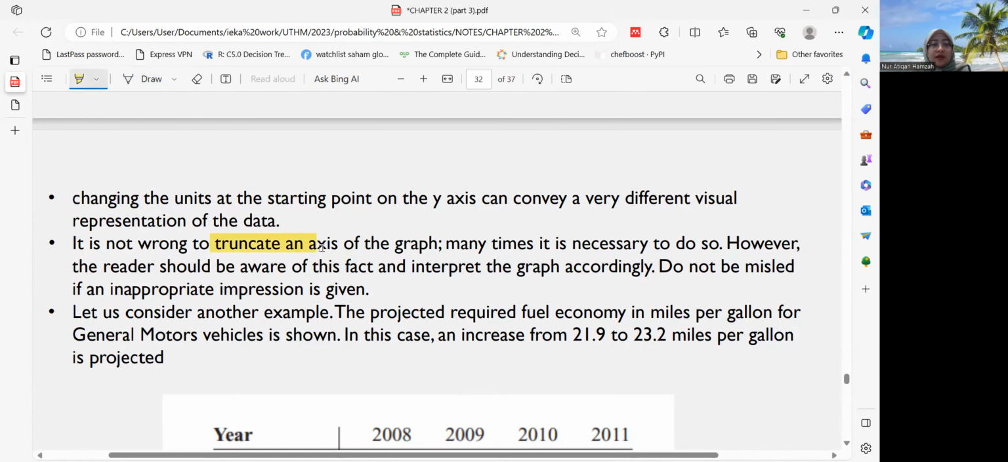Okay, many times it is necessary to do so. Sebenarnya ada je keadaan yang kita perlu buat cara yang truncate tu, tak bermula daripada sifar tu. However, the reader should be aware of this fact and interpret the graph accordingly. Do not mislead if an appropriate impression is given. Okay, maksudnya kat sini reader perlu ada pengetahuan lah untuk betul-betul memahami graf yang terpapar.